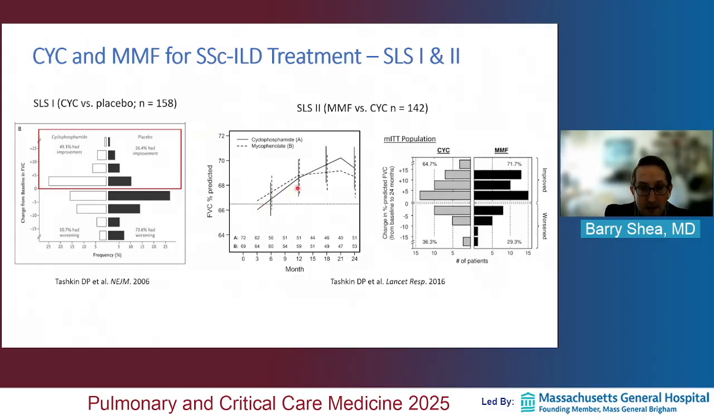You can see this is FVC percent predicted. And if you look at the categorical increases in FVC, again, it was about 65 or 70% of patients in both groups had improvement in lung function over the course of this study. But mycophenolate was better tolerated, had less toxicity, fewer patients discontinued treatment. So this has really become kind of the standard of care now for scleroderma lung disease.